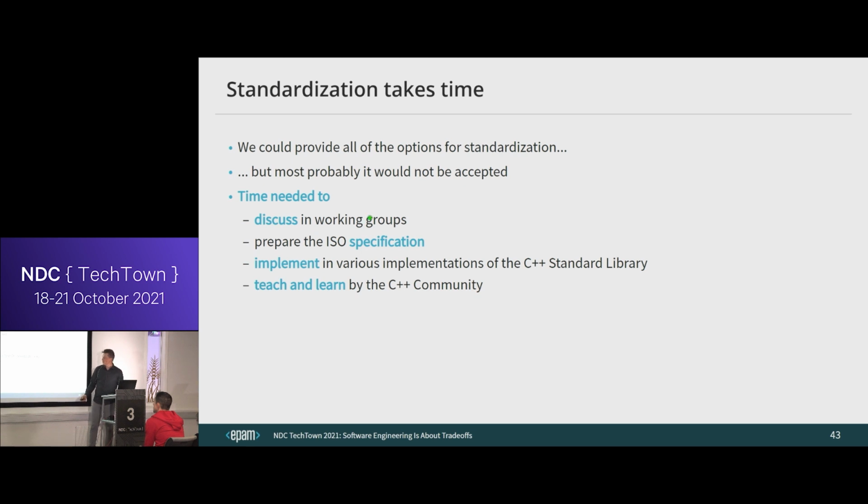Time is needed to discuss this in working groups in the ISO committee, prepare the ISO specification, and implement it in various implementations. GCC, Clang, everyone has to implement this, right? And then we have to teach it, and every one of you has to learn it. This is a long process. The more complicated it is, the longer it takes.